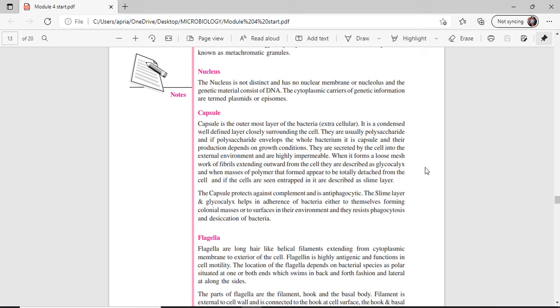Okay, when it forms a loose meshwork of fibrils extending outwards from the cell, they are described as your glycocalyx. And when masses of your polymers that form appear totally detached from the cell, with the cells seen entrapped in it, it is described as a slime layer. The capsule protects against complement and it is anti-phagocytic.